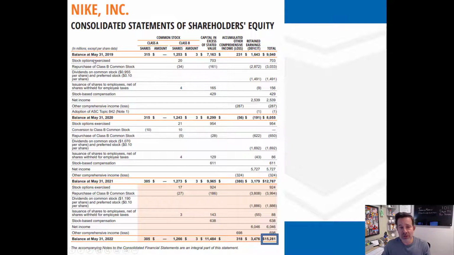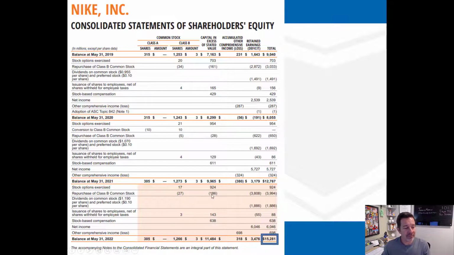So our components are listed on the top. We have contributed capital and earned capital. And then down along the left, you see all the different things that happened, broken down by year. There's 2019 to 2020, 2020 to 2021, 2021 to 2022. And so just focus down here at the bottom, since that's really our most recent year.